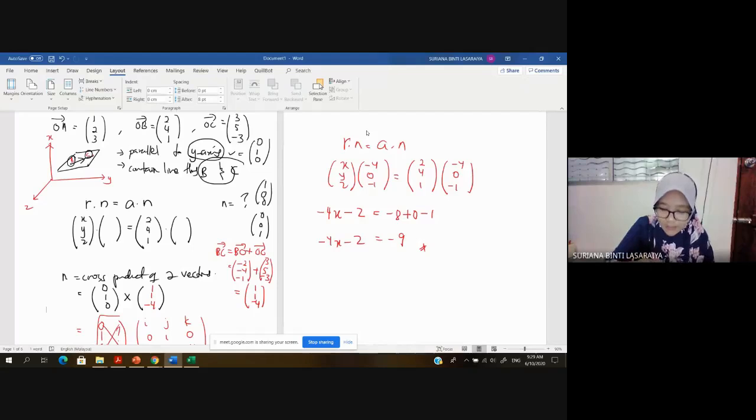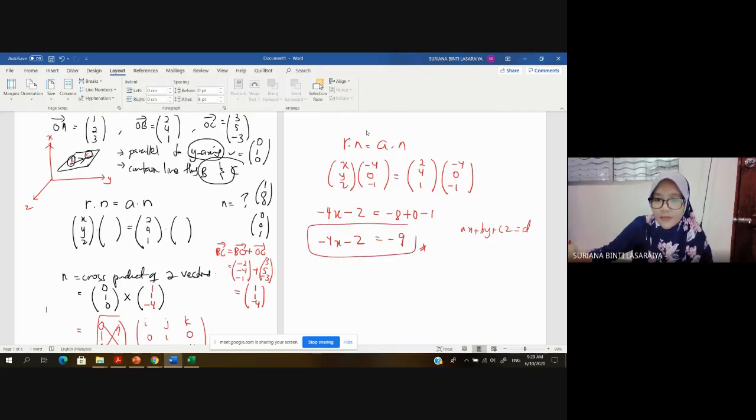Okay, but in the answer, the question asks you to give it in the form of ax plus by plus cz equals d. So this is correct, in this form. But if it says ax plus by plus cz minus d equals 0, then the minus 9 you have to bring to the other side. Can you follow?